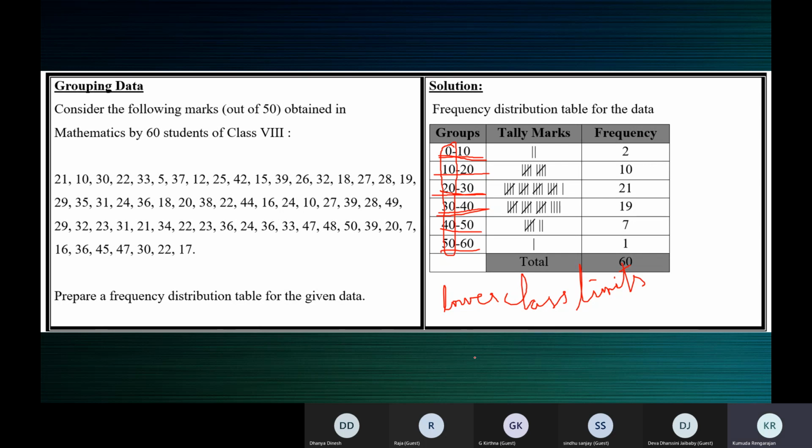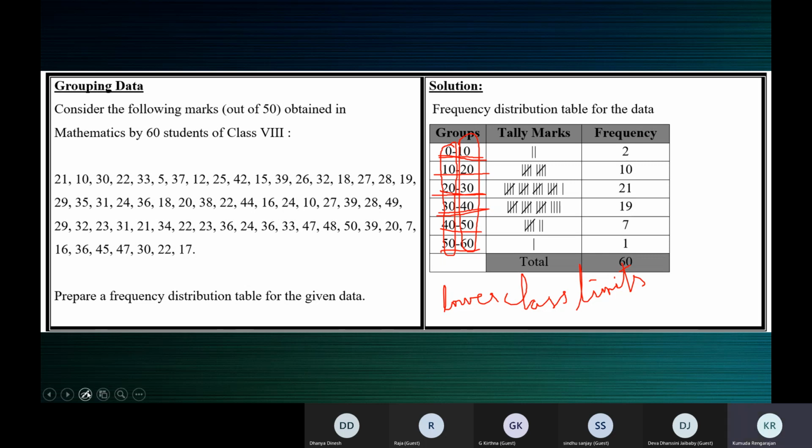0, 10, 20, 30, 40, 50 and 60. Sorry, 0, 10, 20, 30, 40 and 50 are called the lower class limits. And the other numbers, 10, 20, 30, 40, 50 and 60, these numbers here are called the upper limits or upper class limits.